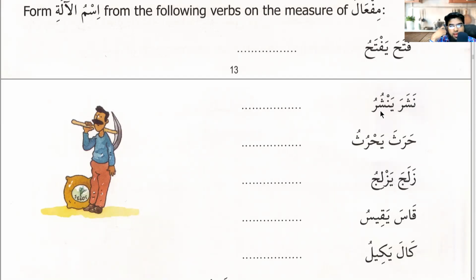There's another nashara. It is to spread. Nashra. No, that is something else. Nashara is to spread, nashru, but this is something else. Nashara yanshuru is to saw something. As the saw is called minsharun.